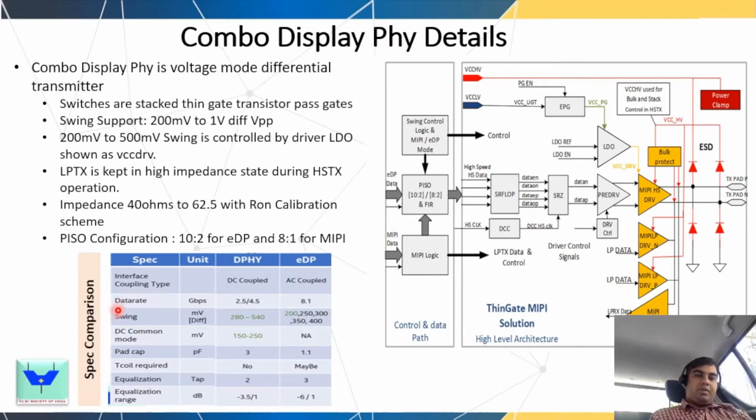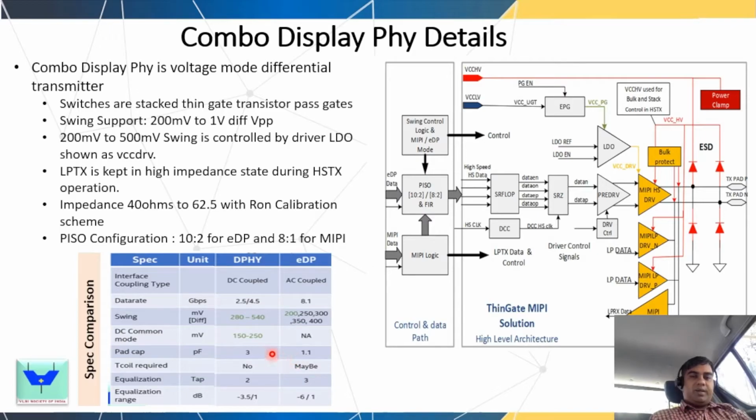So now, before I go to the details of the circuit, here are the major differences in terms of the specs for eDP and MIPI. Data rates we already talked about. Swing, it supports 280 to 540 in the case of MIPI, and 200 all the way to 400 in steps of 50 millivolt for eDP. Then the DC common mode in the case of D-PHY is 150 to 250. That's why we have this LDO, an NMOS source follower based LDO, which helps us achieve the DC common mode. Whereas eDP is AC coupled, and doesn't care about that.